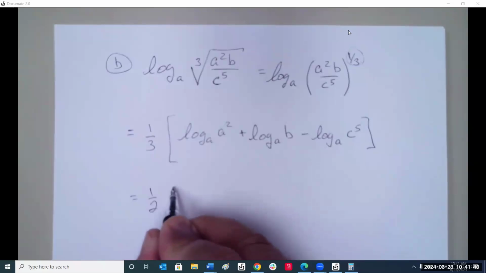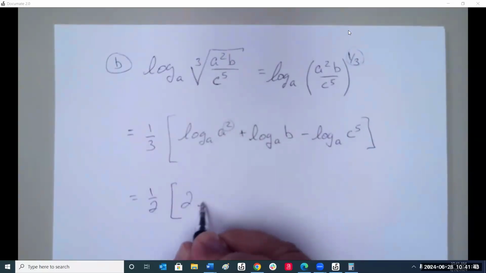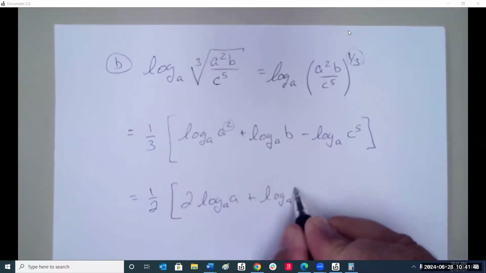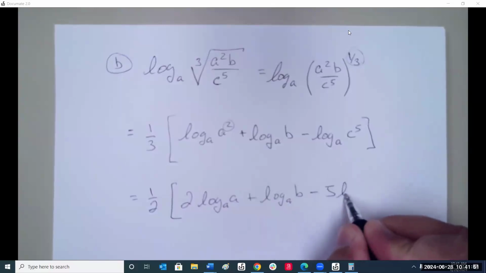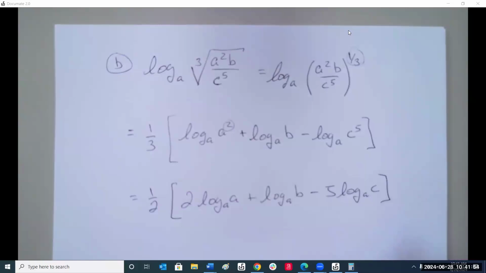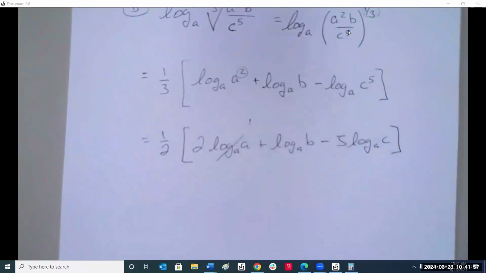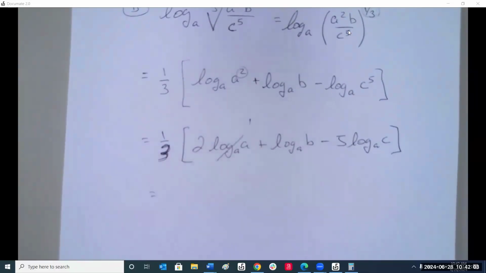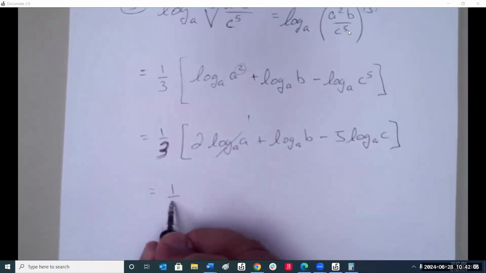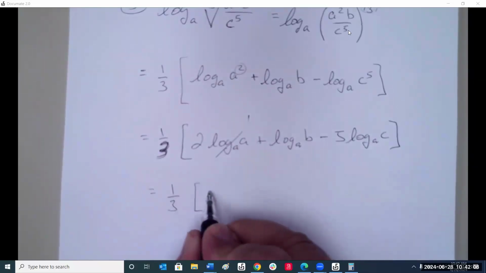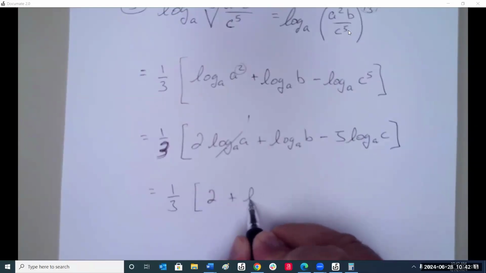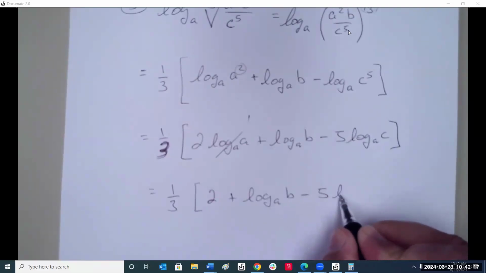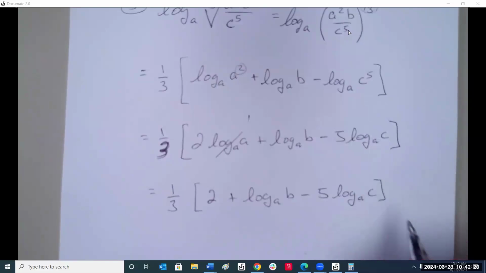Because you bring the two down and log base A of A is 1. Very good. So that becomes 1. So we get 1/3 (2 plus log base A of B minus 5 log base A of C).